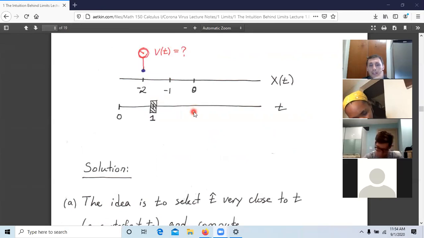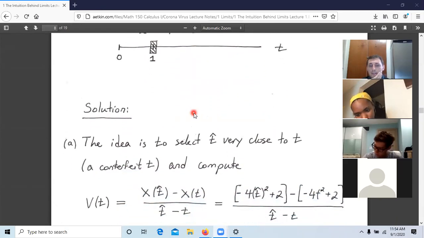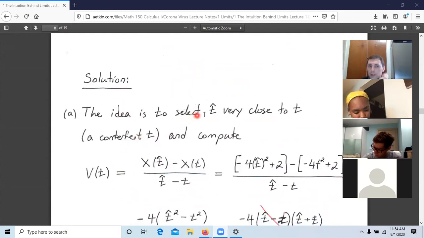So here is the idea again. We want to calculate (x(t hat) minus x(t)) divided by (t hat minus t). And the idea is that I will select t hat. I'll say a little bit more about t hat now.